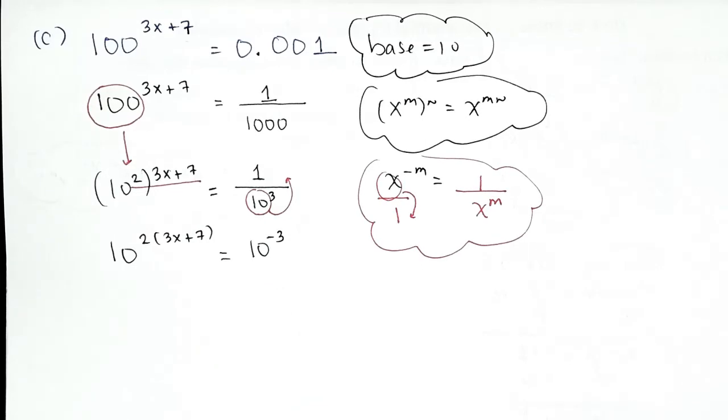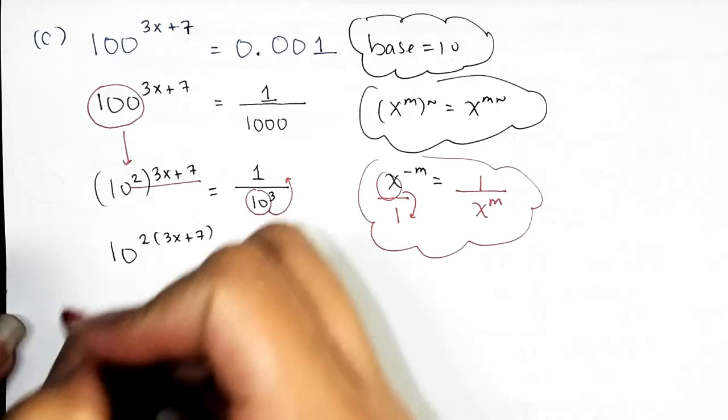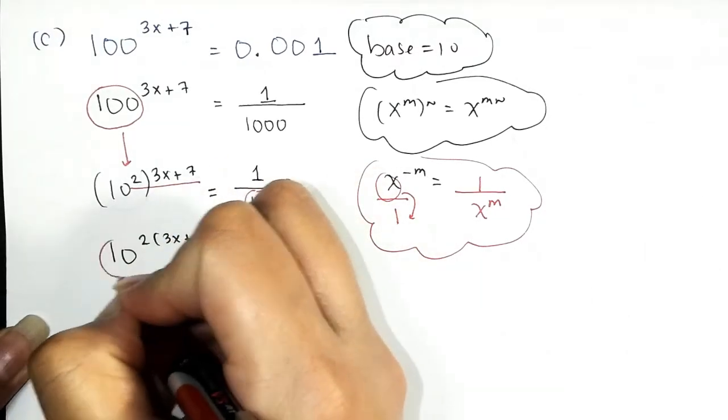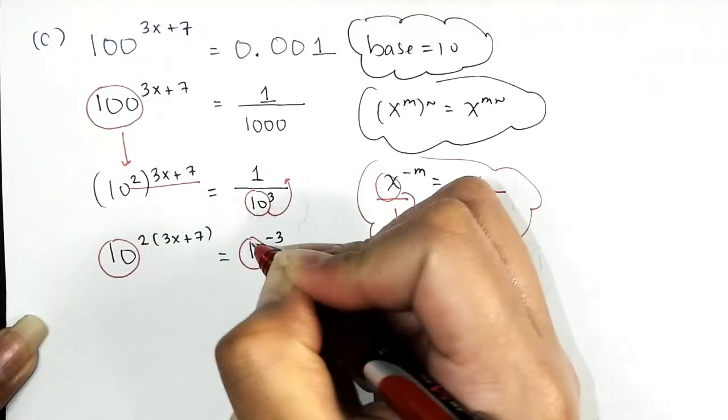Okay, to solve exponential equations, our first goal is to fix it so both the left side and right side are written in terms of the same base. We got base 10 on the left, we got base 10 on the right, so let's do this.